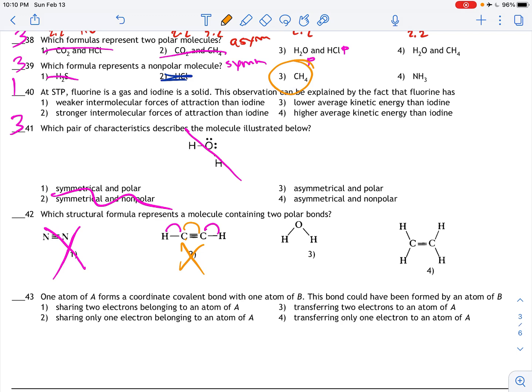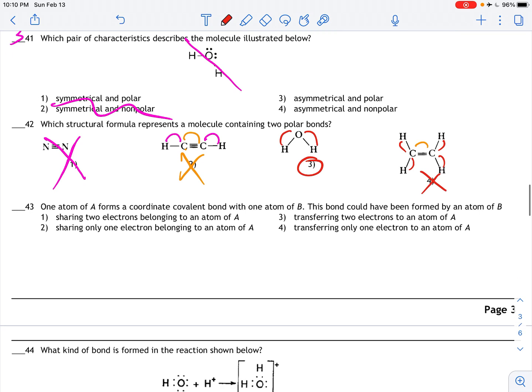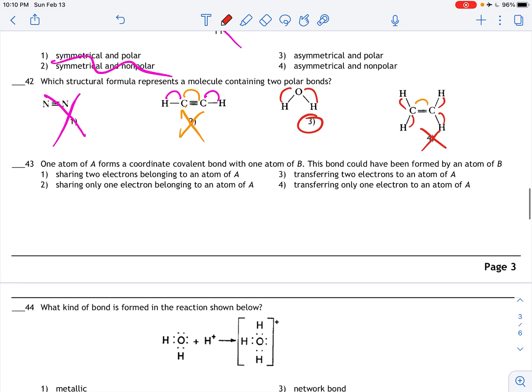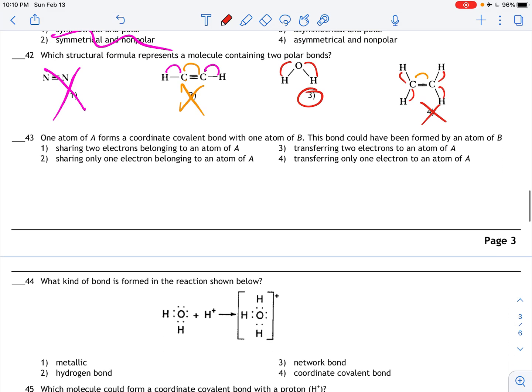And on that same note, since we're here, there's a C to C bond. And although all these red bonds might be different, we've got a C to C, which has to be nonpolar. So this is a polar bond and this is a polar bond. There you go. One atom of A forms a coordinate covalent bond with an atom of B. Coordinate covalent bonds, if you want to look at 44, that is coordinate covalent bonds.